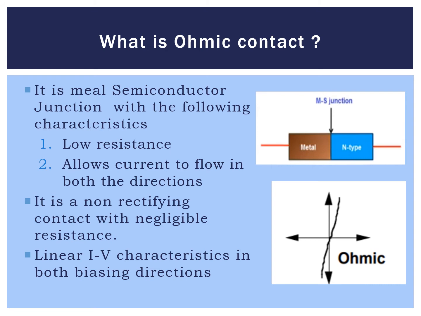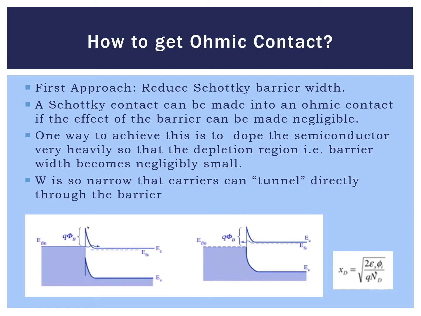If you look at this IV characteristics, you will find that the y-axis is the current axis and the x-axis is the voltage axis. In either of the biasing conditions, forward and reverse, you will find the linear IV characteristics. And this is a non-rectifying contact, because you are getting linear characteristics for both the biases. How to get ohmic contact?